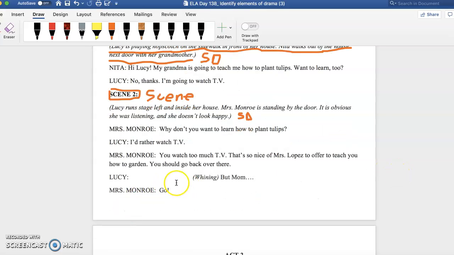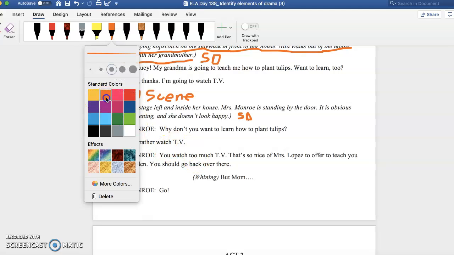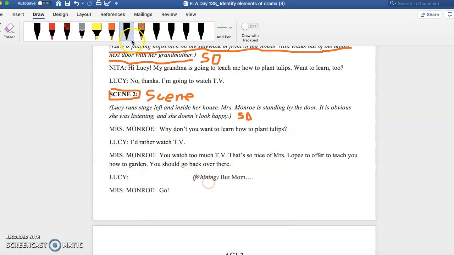And so here, there's another stage direction. The actor needs to know that when she says this next line, she has to be whining. Okay? But Mom, go. All right. So good. That is the end of scene 2, right?